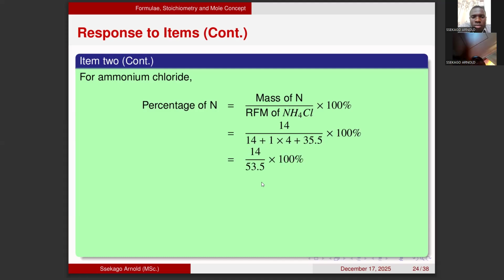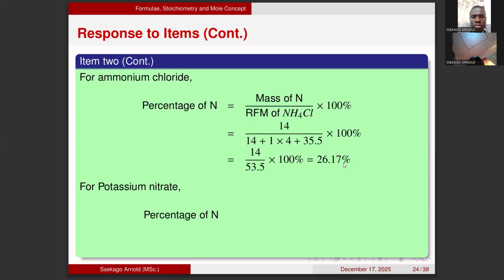So up we have 14. Summing all this information down, we obtain 53.5, then times 100%. Computing that, we obtain 26.17% as the percentage of nitrogen within ammonium chloride. Then for the third compound, we have potassium nitrate.